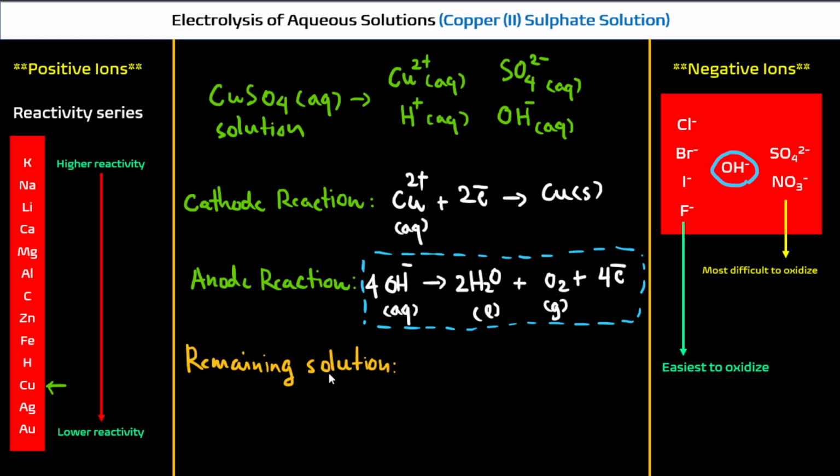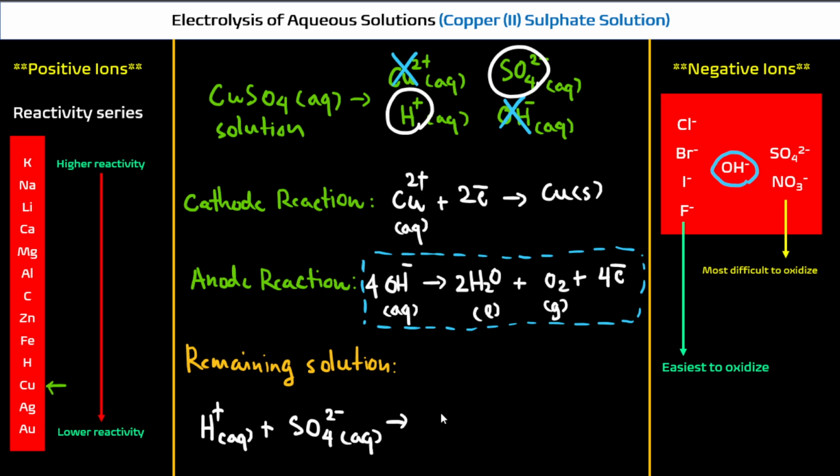Now let's talk about the remaining solution. If we continue our electrolysis, all of the Cu2+ will be gone and all of the OH- will be gone. So we are going to be left with our H+ and SO4 2-. So we are going to have H+ aqueous plus SO4 2- sulfate ions, which will give us sulfuric acid, H2SO4 aqueous, which is an acidic solution. If we test it with litmus paper, we are going to get red.